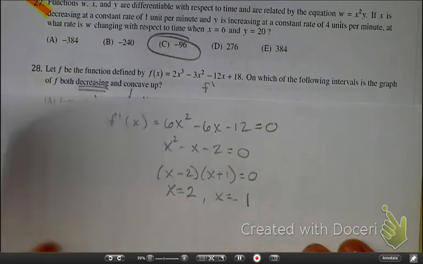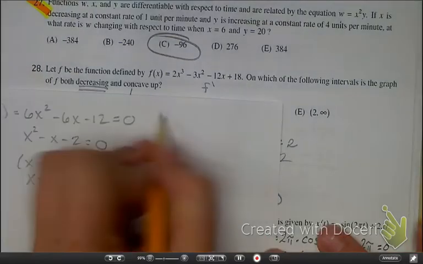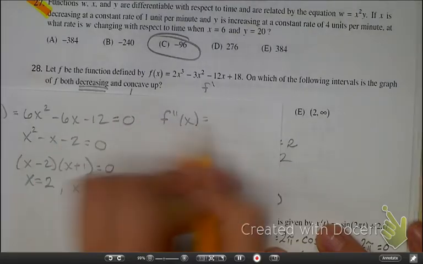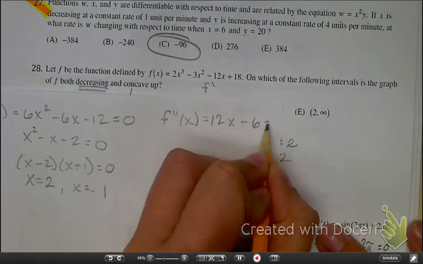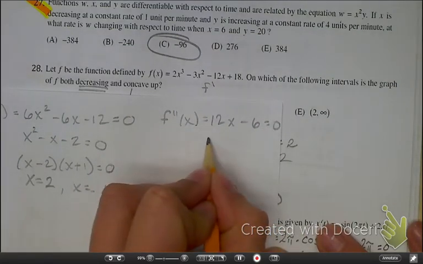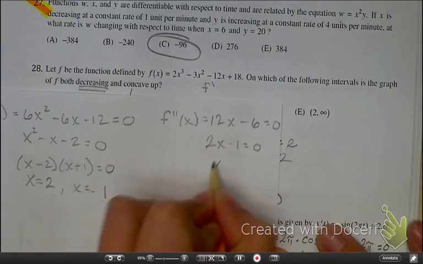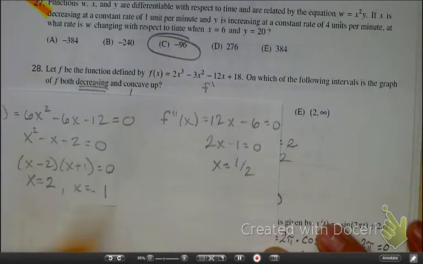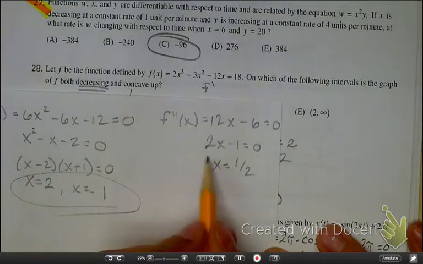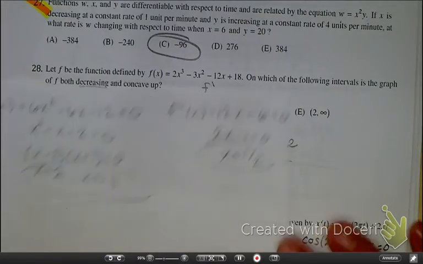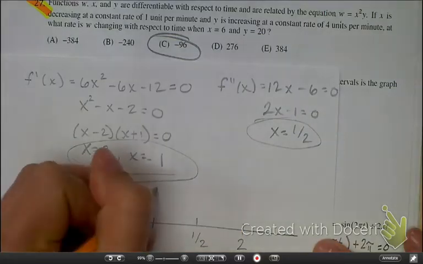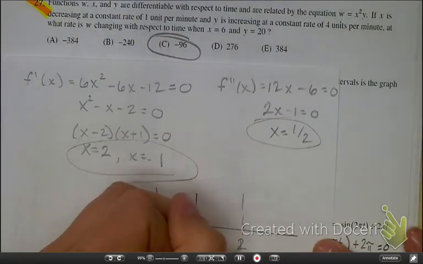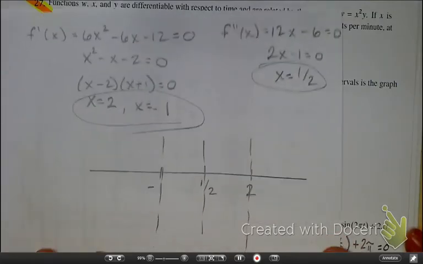Now for the second derivative. F double prime of x is equal to, from the derivative of the first function, 12x minus 6, and I want to know where that's equal to 0. If I divide everything by 6, I get 2x minus 1 equals 0, therefore x is equal to 1/2. So I have critical points of the first derivative at 2 and negative 1, and a critical point of the second derivative at 1/2. If I graph these points, we have negative 1, 1/2, and 2, kind of like how we did with the straight line motion. We can divide up our graph that way.